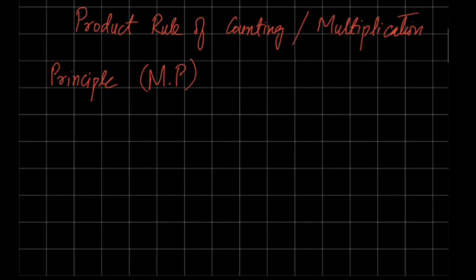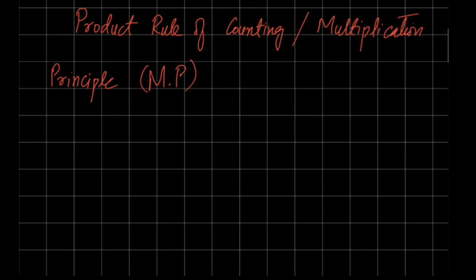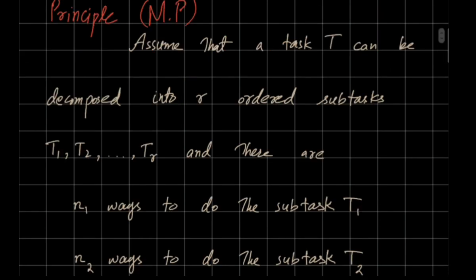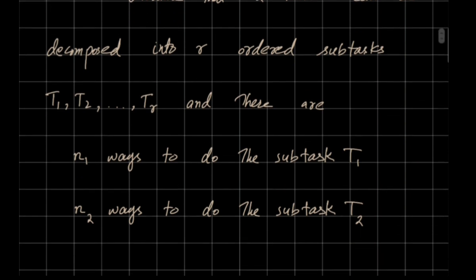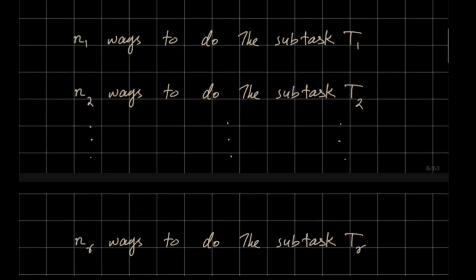Today we are going to talk about the multiplication principle. It says that, assume that a task T can be decomposed into r ordered subtasks T1, T2, up to Tr. You can see here, there are n1 ways to do the subtask T1 and n2 ways to do the subtask T2. And there are nr ways to do subtask Tr.